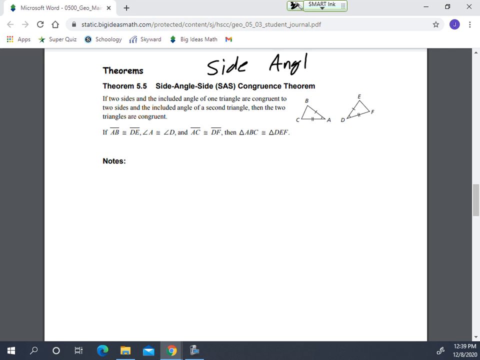Side, angle, side. In between. Here it is again: side, angle, side. See why the angle is in between? It's included, in between the two equal, or congruent, sides. In this example, if AB is congruent to DE, which is shown, angle A is congruent to angle D, and AC is congruent to DF, then those two triangles are congruent. Why? Because of side, angle, side.